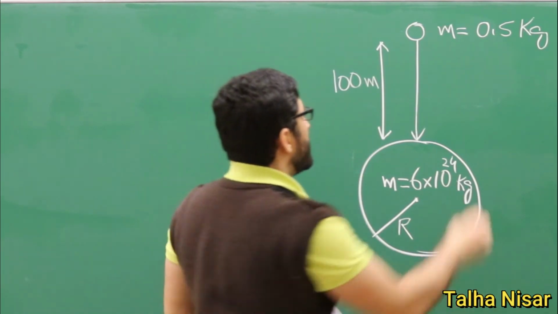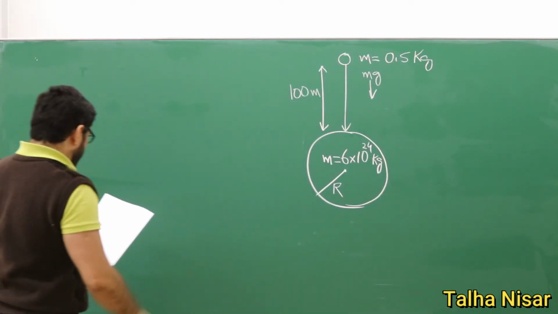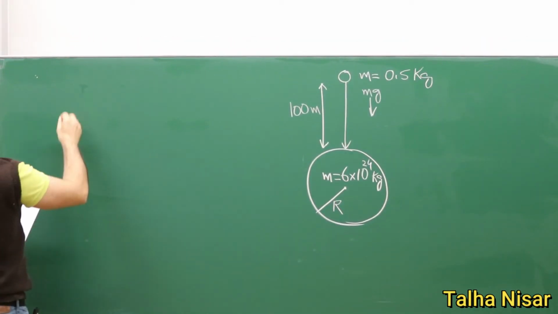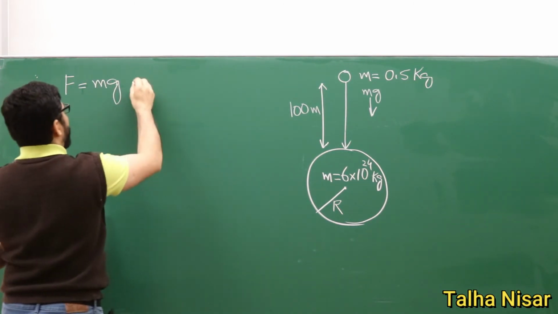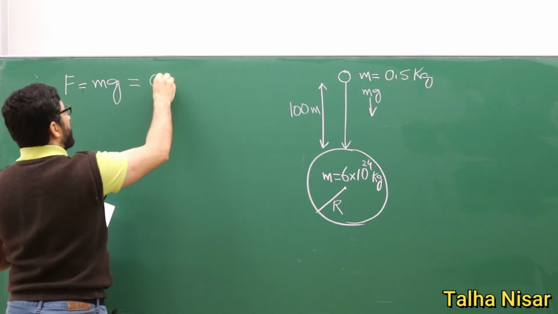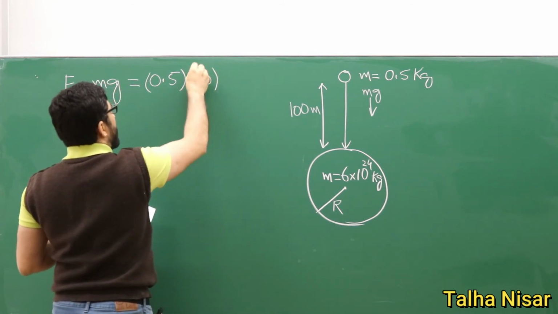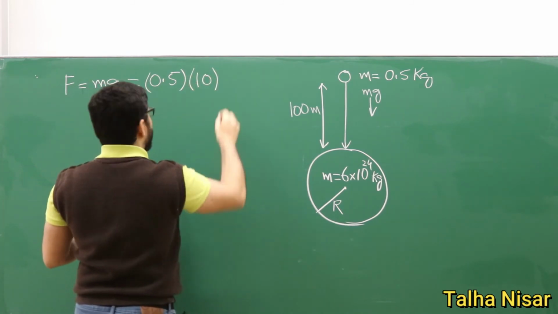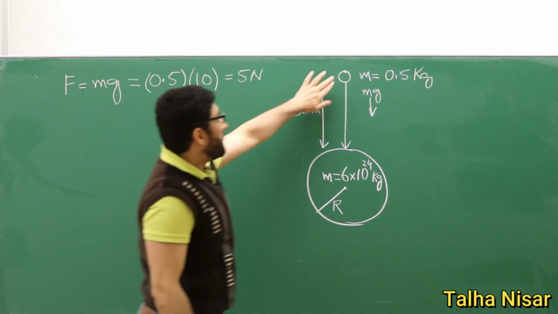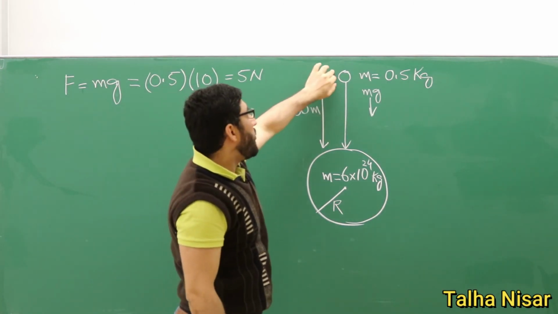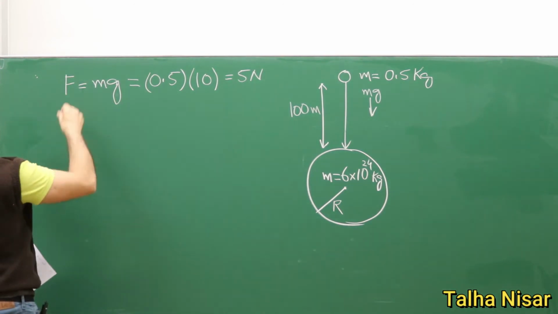Because of gravity, there will be a force mg towards the Earth. So we calculate this. We have mg: 0.5 mass, and for simplicity we take 10 as the gravitational acceleration. So we will have a 5 Newton force. This ball will feel a 5 Newton gravitational force. So this is the gravitational force.